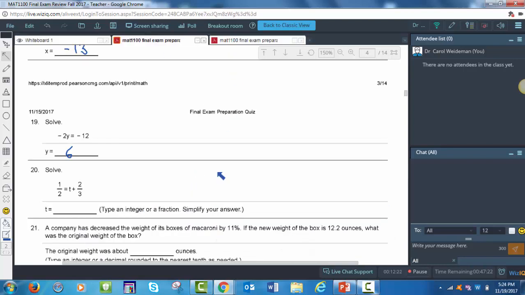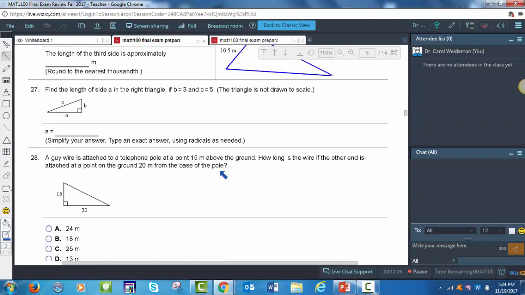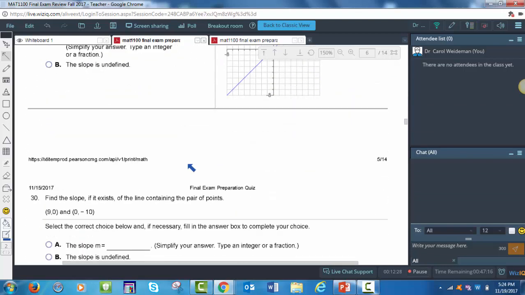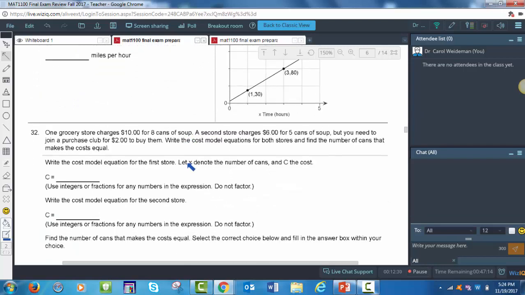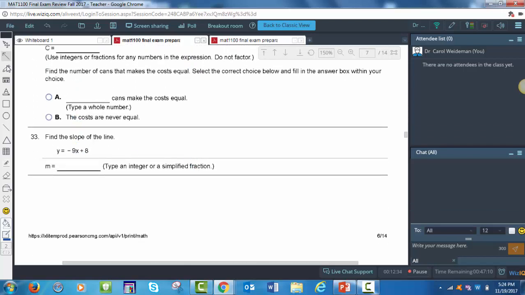All right, let's jump back over here for number 33. In number 33, they're asking you for the slope of the line, and it's in slope-intercept form, so you can easily identify the slope of the line here is simply -9. So that's a pretty easy question.